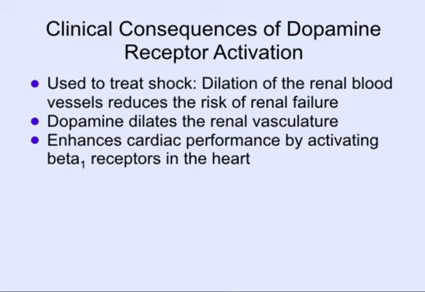So one of the main things with dopamine, it will actually dilate the renal blood vessels, and then it's going to reduce the risk of renal failure. So the patient that's in septic shock, they usually undergo multi-system organ failure. So obviously, these are usually used in really, really sick patients, and dopamine will kind of maintain that renal perfusion. So it's going to dilate that renal vasculature. It also enhances the cardiac performance by acting on the beta-1 receptors in the heart. So this is all about tissue perfusion with dopamine.